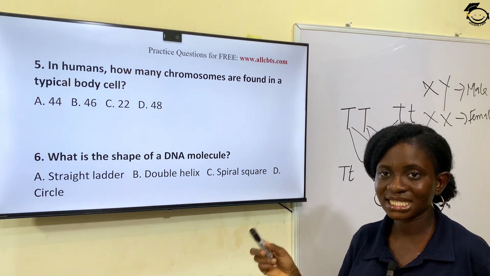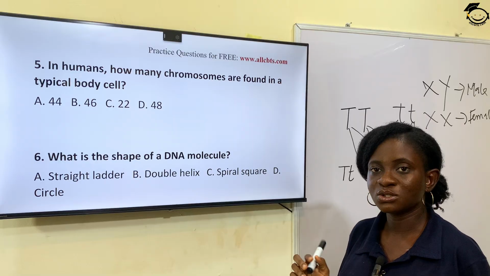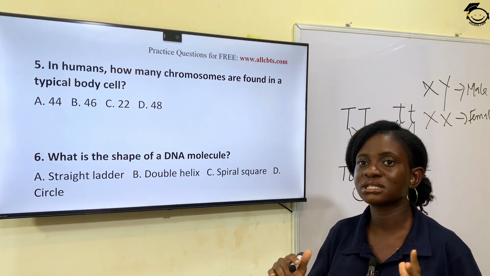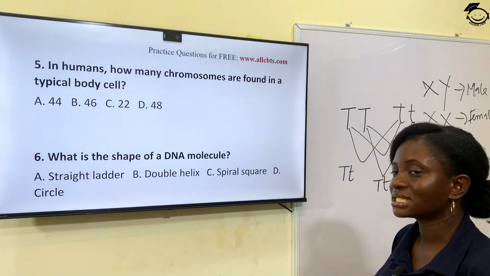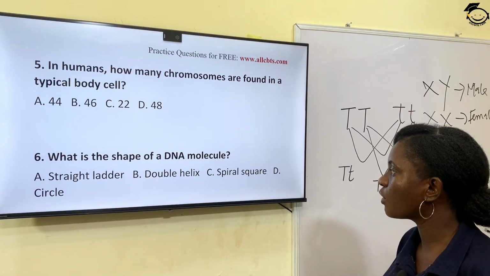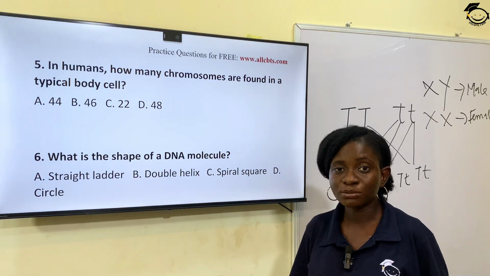It is like a twisted ladder. A ladder is in a straight form, in as much as it looks similar to a ladder, but the DNA structure is in a twisted form. So it has a double helix strand. So the shape of a DNA molecule is the double helix strand. Option B.